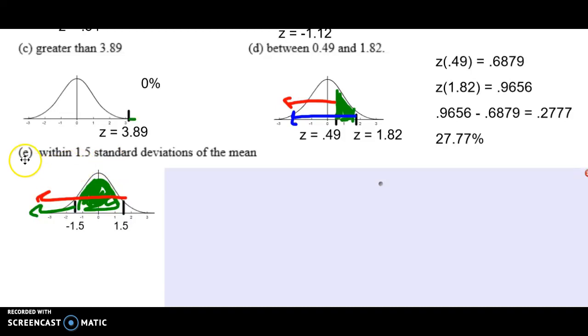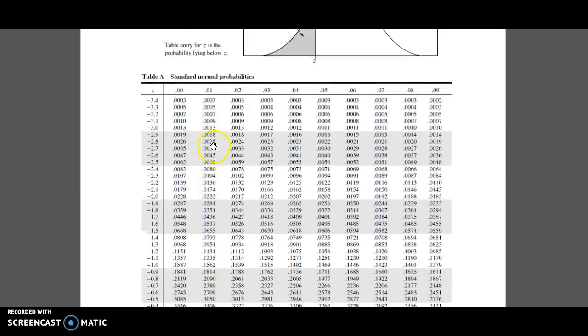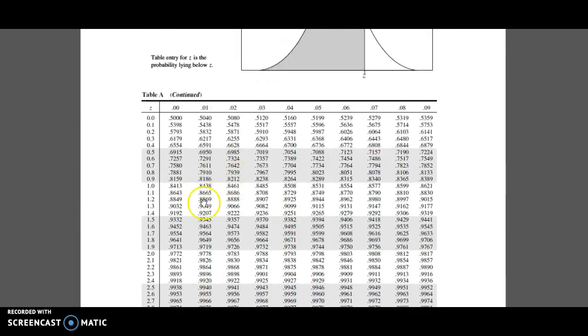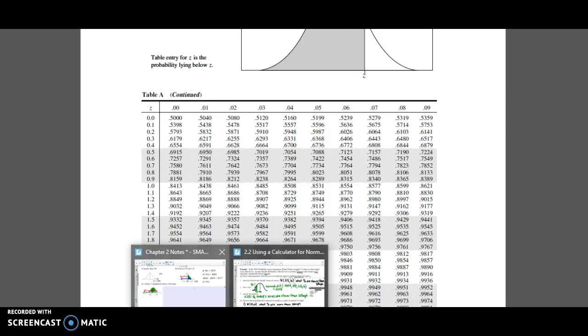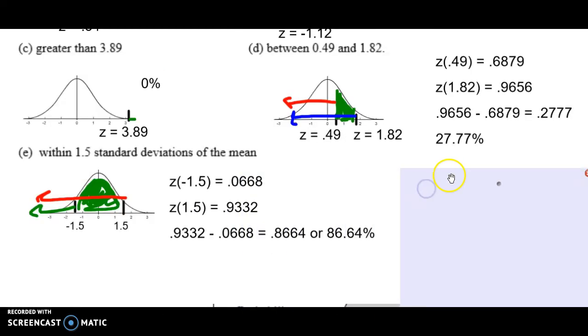Similar to Part D, Part E says within 1.5 standard deviations, so that means 1.5 below to 1.5 above the mean. We're going to need to find the area left of negative 1.5 and subtract it from the area left of 1.5. So we go to the negative table, negative 1.5, and we get 0.0668. Then we go to the positive table, 1.5, and we get 0.9332. We subtract those two values, and we get 0.8664 or 86.64%.